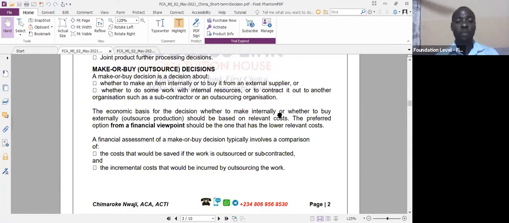Now let's take one of these, the make or buy, also called outsource decisions. What is a make or buy decision? It means that you can make something internally, or you may want to buy it externally from an external supplier. Let me give you an example. Let's say you are a bottling company, or you are a drink manufacturing company. Let's say Nigerian Breweries. Let's say you can make Star, the drink Star, or Heineken.